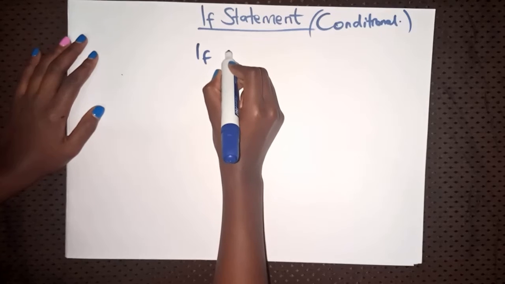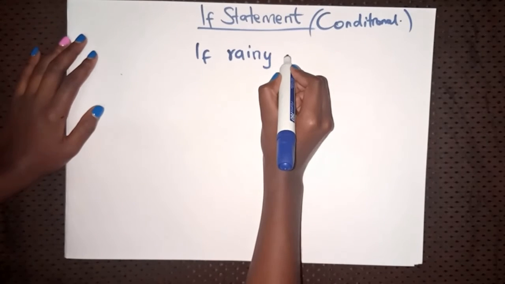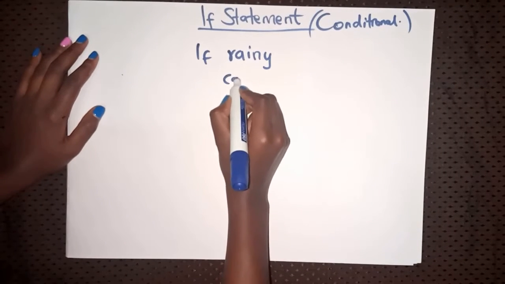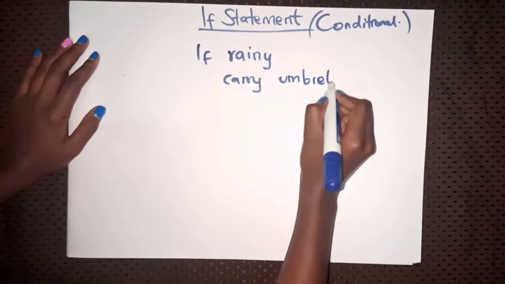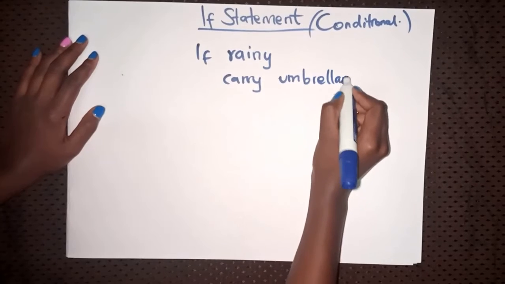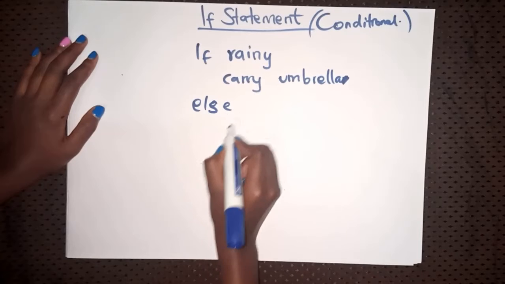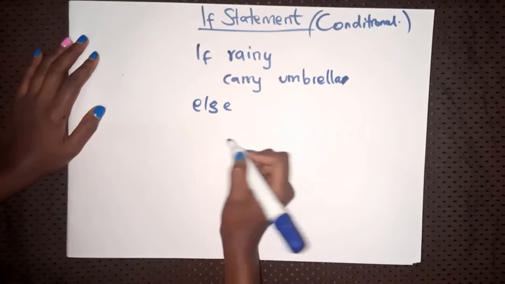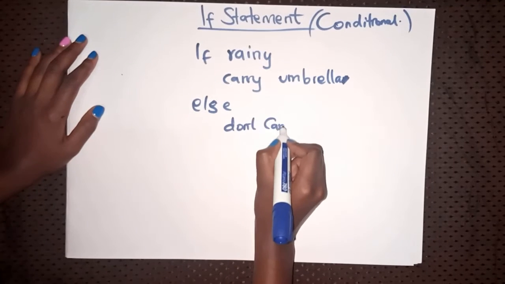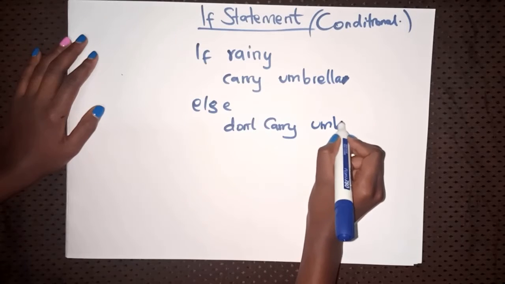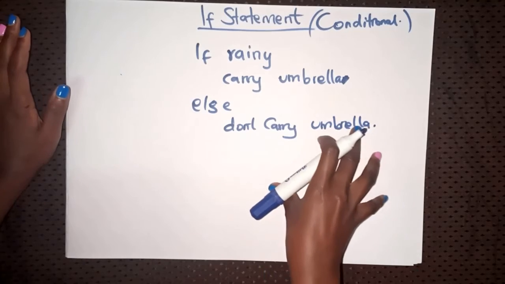If rainy, I want you to carry umbrella. Hey, how is umbrella written? I guess that's it. Else, what do? Don't carry. That is it for if statements, other than it's just this basic.